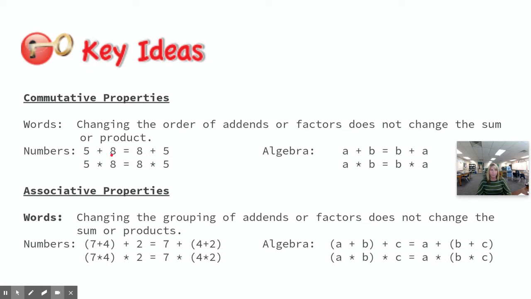5 plus 8 is equal to 8 plus 5. Or for the product, 5 times 8 equals 8 times 5. When you are adding or multiplying, it doesn't matter what order you put the numbers in, the result is the same.